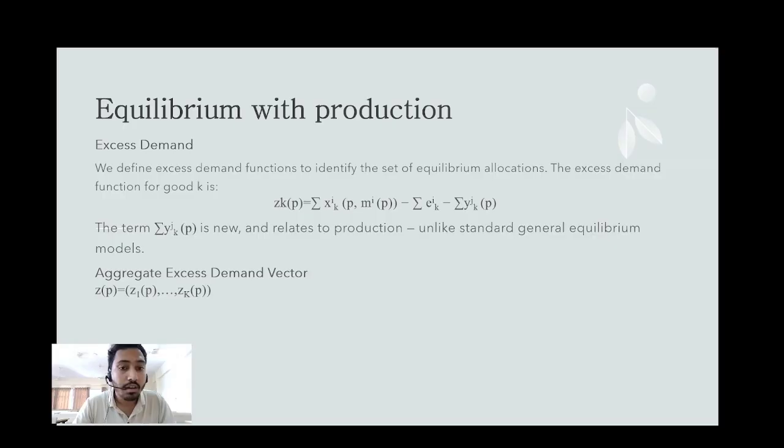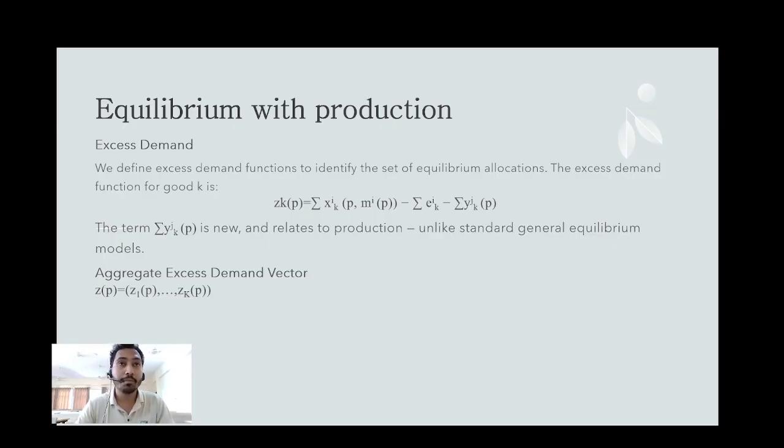First of all, it is denoted as the excess demand. Whenever you have more demand than your endowment or your income, there is an excess demand. So we are going to talk about the excess demand. We define excess demand functions to identify the set of equilibrium allocations. The excess demand function for good k is z_k(p) equals the summation of x_ik(p, m_i(p)) minus the summation of e_ik minus the summation of y_jk(p).